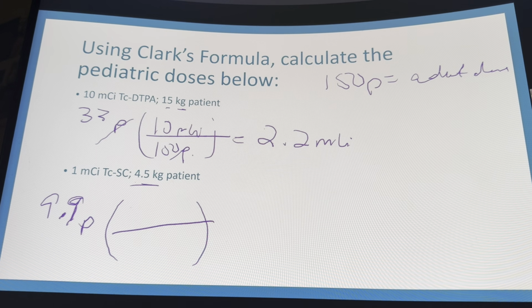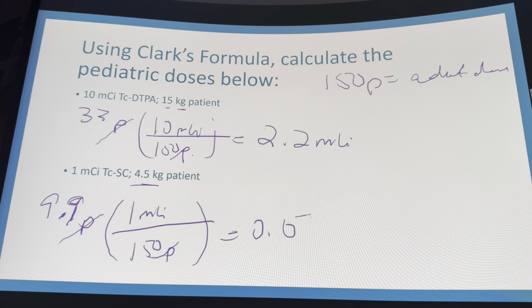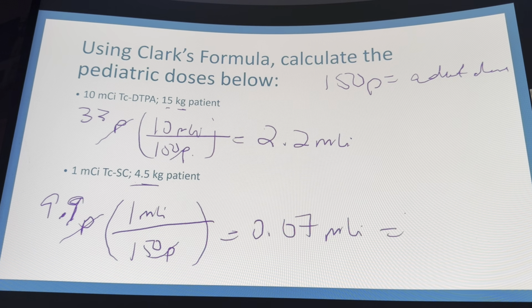All right. 1 millicurie is the adult dose. 150 pounds in the denominator, pounds cancel. 9.9 times 1 divided by 150. Patient's getting 0.07 millicuries, or 70 microcuries.